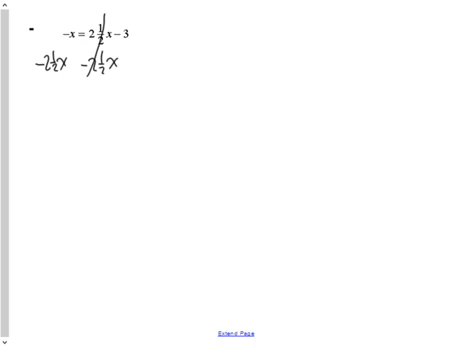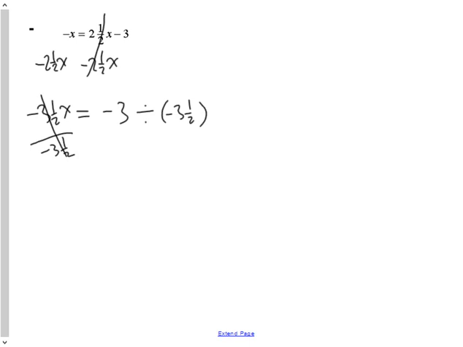If we do that, we have negative 3 left on this side. And over here we have negative 3.5x, right? In order to get rid of that, we're going to divide by negative 3.5 to get rid of the multiply coefficient. And over here we're going to divide by negative 3.5.